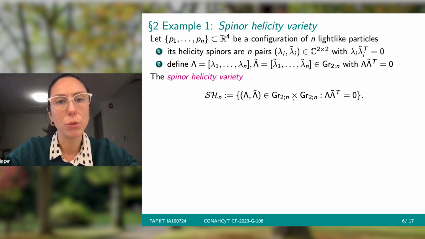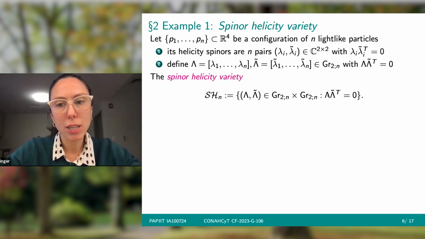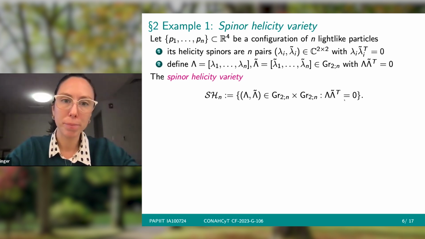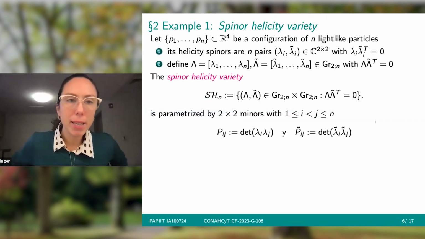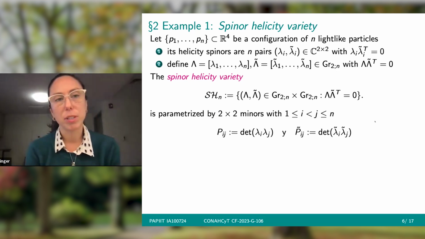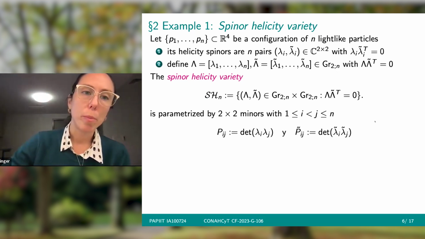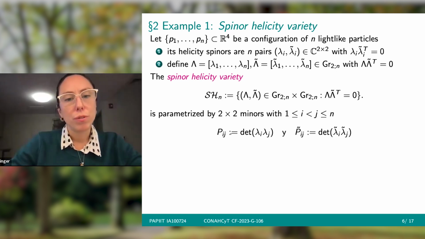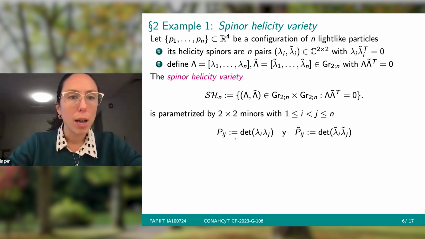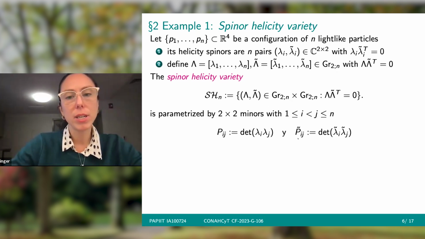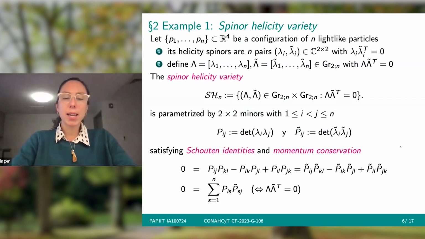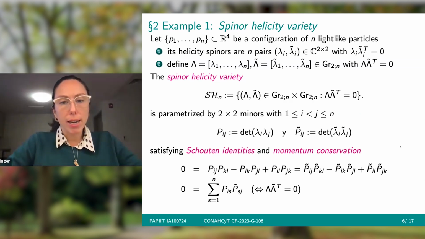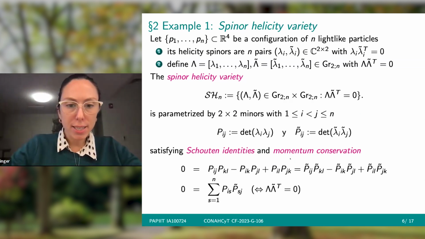So inside the product of two Grassmannians Gr(2,n), I take pairs such that in matrix representation, lambda times lambda tilde transpose is 0. And again, we're talking about a space that's parameterized, where I can express points as matrices, so I can parameterize by minors. I'm going to choose the following notation: p_ij is going to denote the 2 by 2 minor of the first matrix, and p_ij tilde the 2 by 2 minor of the second matrix. In this way, I get the spinor helicity variety inside a product of two projective spaces.